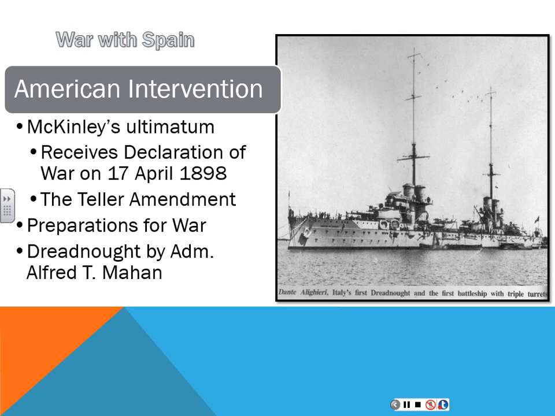Now, there's a man by the name of Admiral Alfred T. Mahan, who is the commandant of West Point. He's a historian, and he writes this book called Dreadnought, The History of Sea Power and Its Influence on the World. Basically he has a very interesting premise, and that is, the nation that has the greatest navy has always ruled the world. Think about it. He's not wrong.